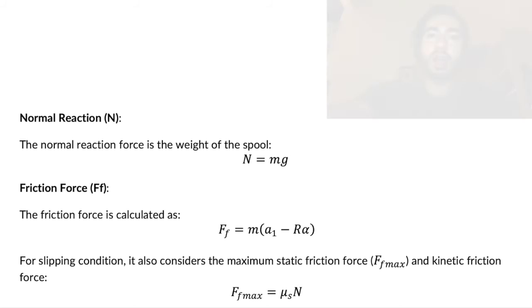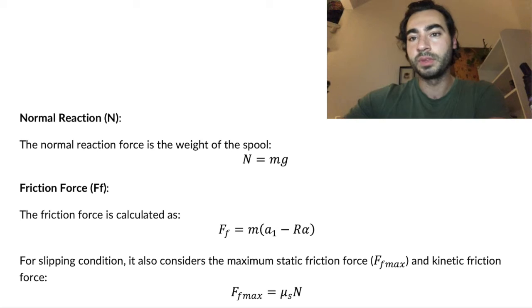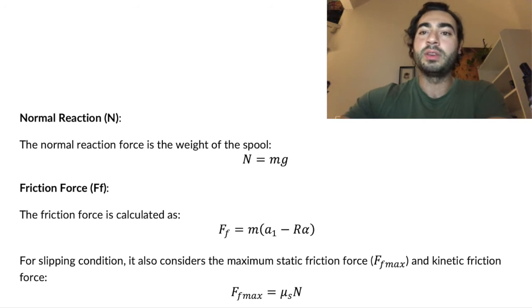Now, for subtask 2, it asks us to take a range of values and also consider the slipping condition, or possible slipping. So to work out the friction, we can take the coefficient of kinetic friction and multiply it by the normal force. So the normal force is achieved by multiplying the mass by gravity, and that's because it's a reaction force to the downward force of the spool.